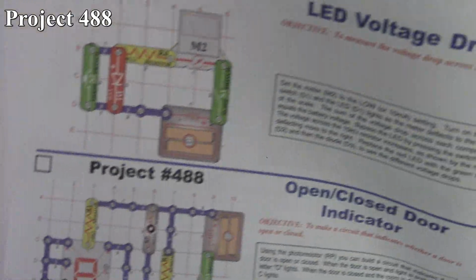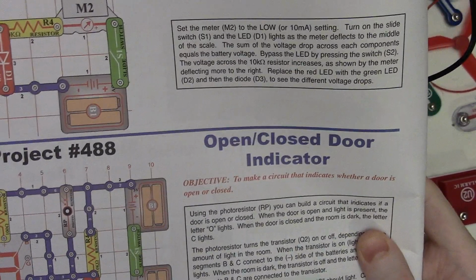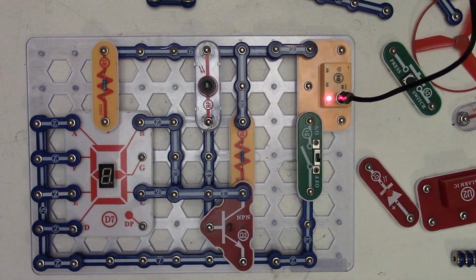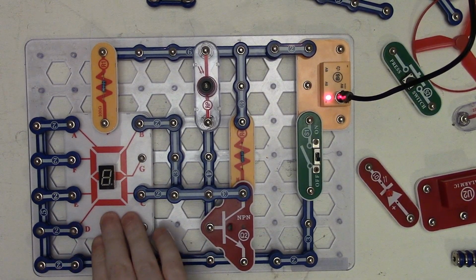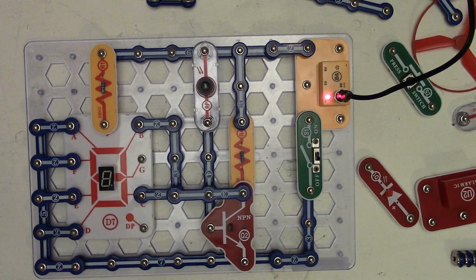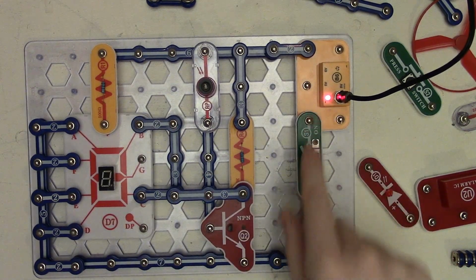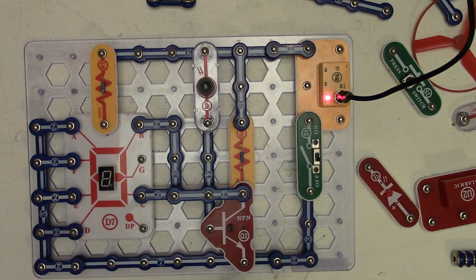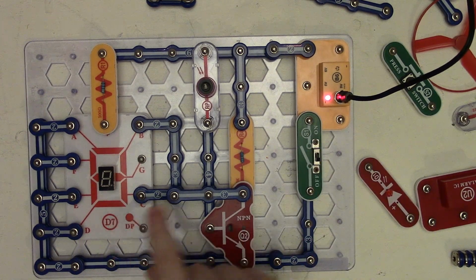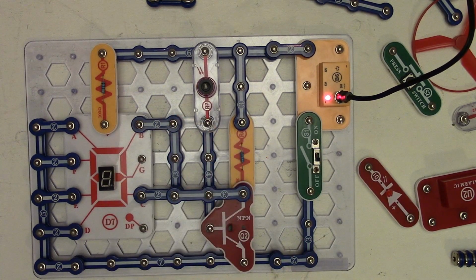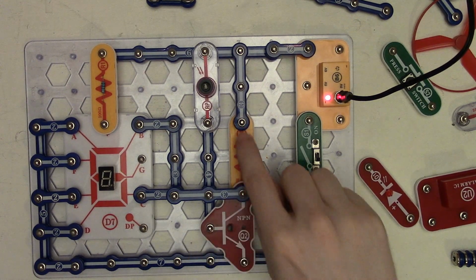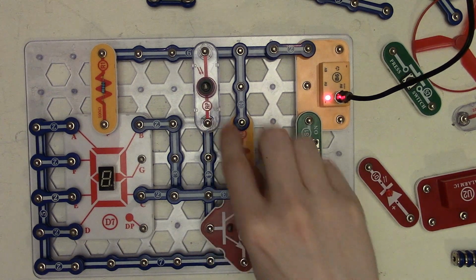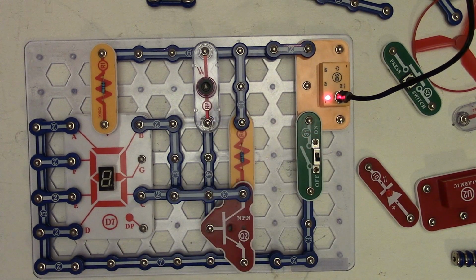Here we have project 488, the open-closed door indicator. There it is in the book, and here it is on the board. So here we've got our 7-segment LED, which is being limited by our 100 ohm resistor. We're running 6 volts here. Got our slide switch, our NPN transistor, which is doing some control of the 7-segment LED, which has got our 10,000 ohm resistor running through it, and then its base is being controlled via our photoresistor.